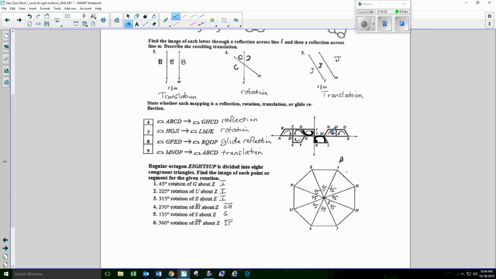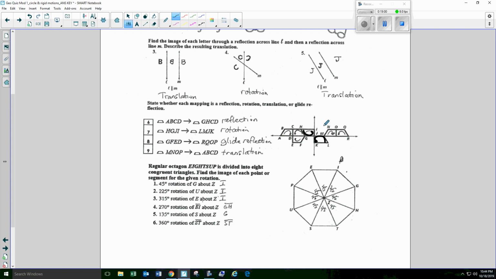Translation, MNOP, clockwise, and ABCD. ABCD, clockwise, same orientation. So it's either rotation or translation. Well, you can see it, MNOP right here is the exact same shape as this. All it did was slide right over here. So translation. Obviously, well, it's not obviously because they could have had a repeat here.